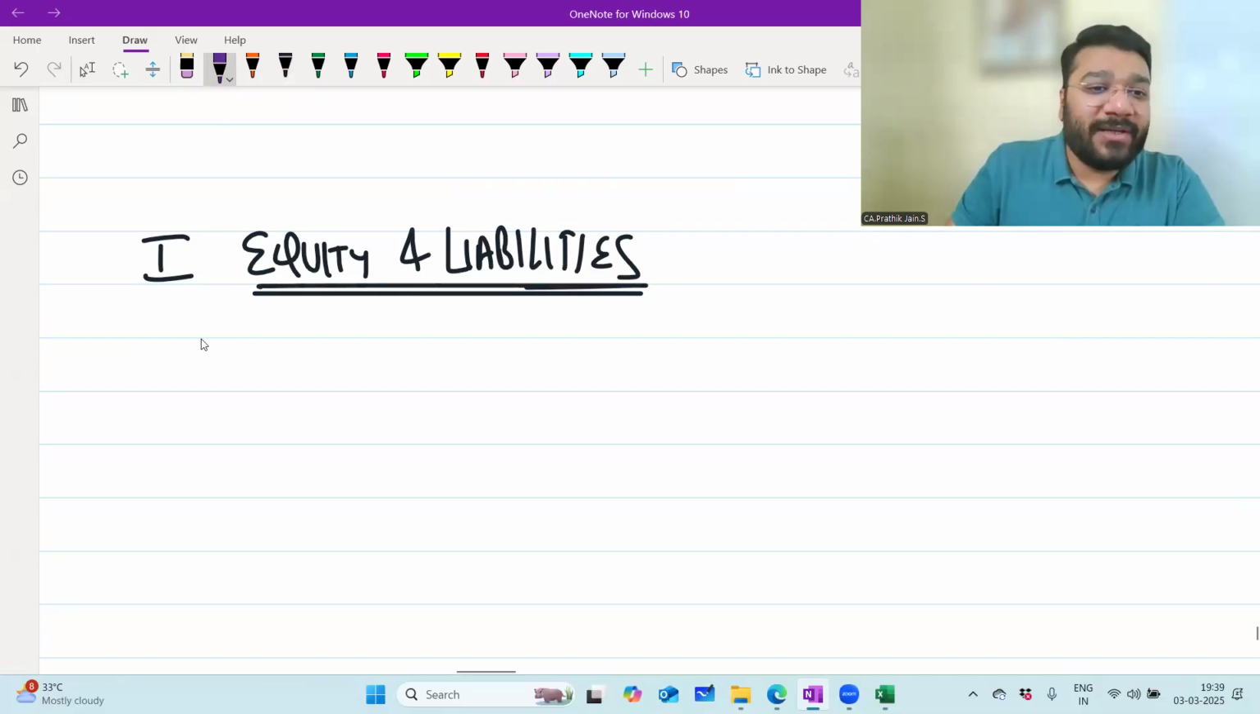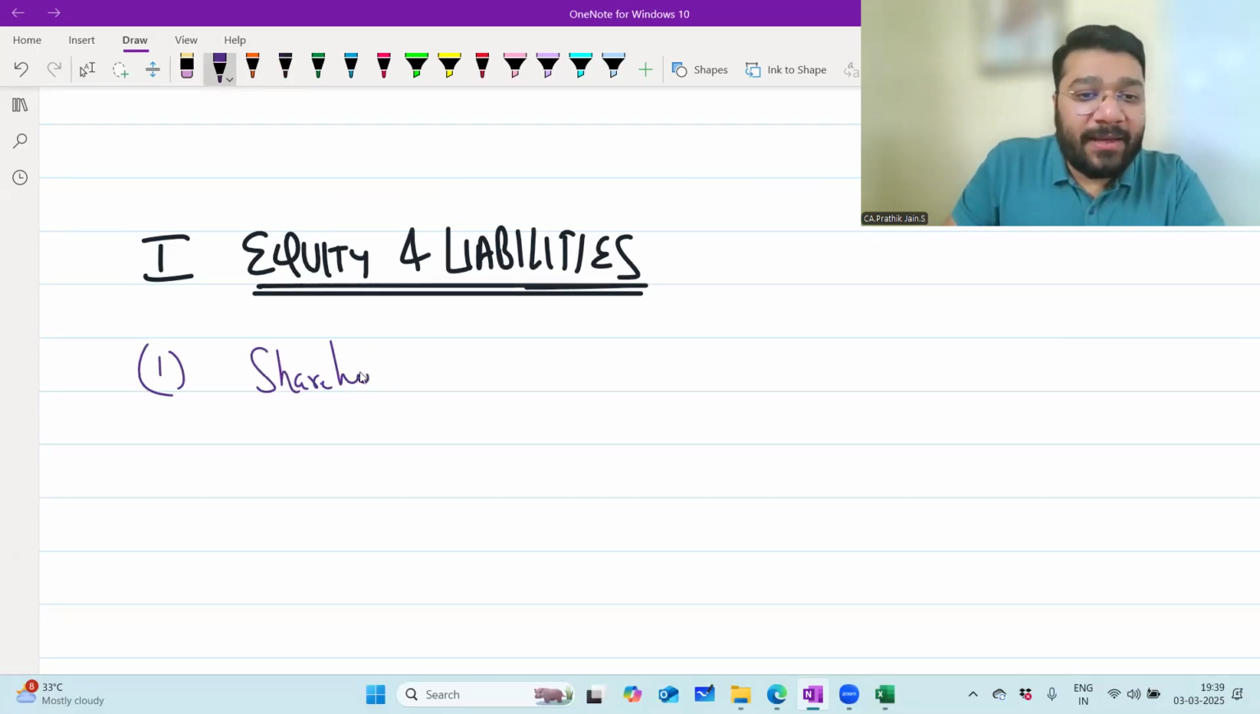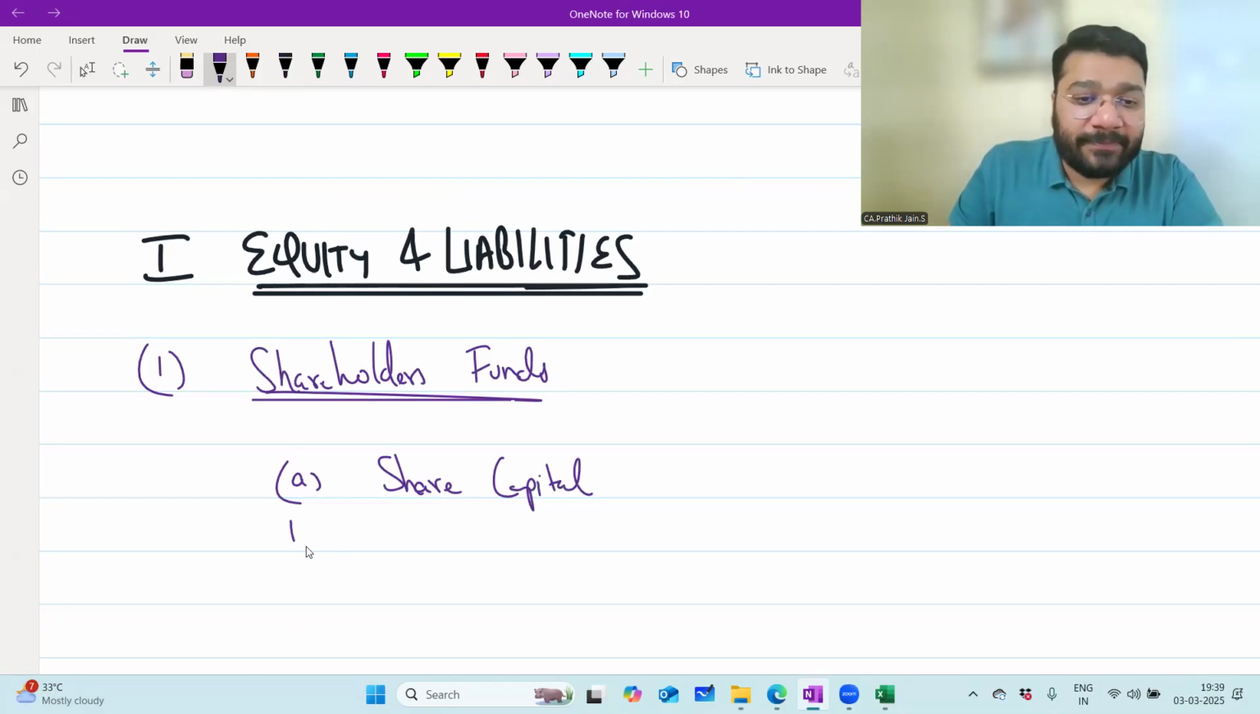Okay. Under that, the first one is shareholders' funds. Under that, we have share capital. Online people, are you all there? Second is reserve and surplus.